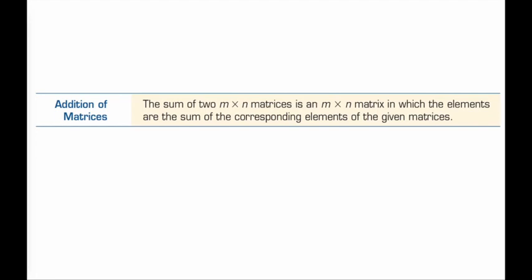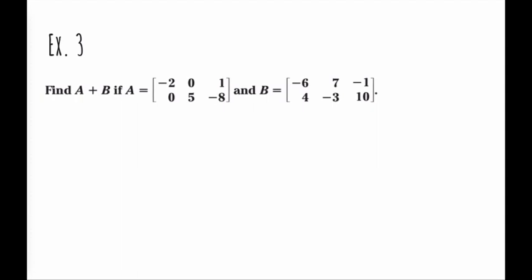The sum of two m by n matrices is an m by n matrix in which the elements are the sum of the corresponding elements of the given matrices. So you can add matrices, but you can only add them if they have the same dimensions, because you just add the corresponding elements. So find A plus B if A is this and B is this. This is a 2 by 3 matrix, and this is a 2 by 3 matrix.